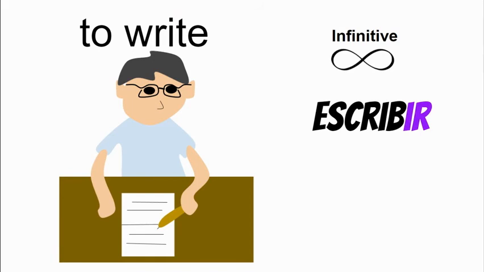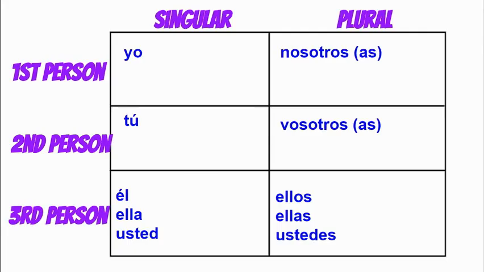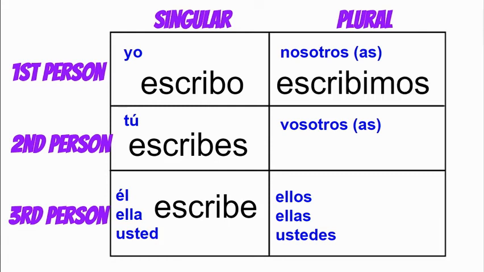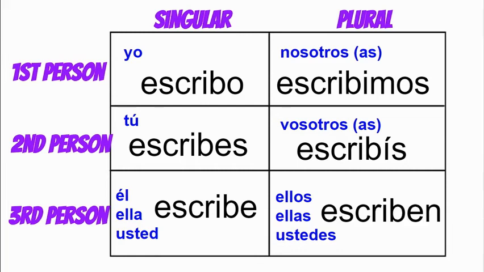Finally, an IR verb, to write. The infinitive is escribir. It's an IR verb, so I need to choose my IR endings. And the stem, which I find by dropping off the IR, is escrib. These are IR endings. Yo escribo, tú escribes, él, ella, usted escribe, nosotros escribimos, vosotros escribís, ellos, ellas, ustedes escriben.